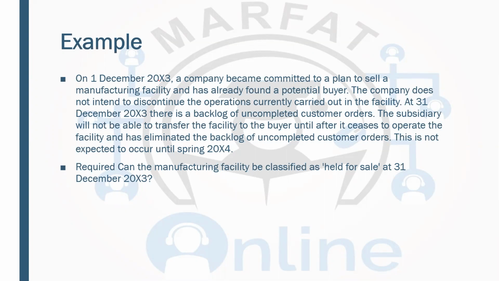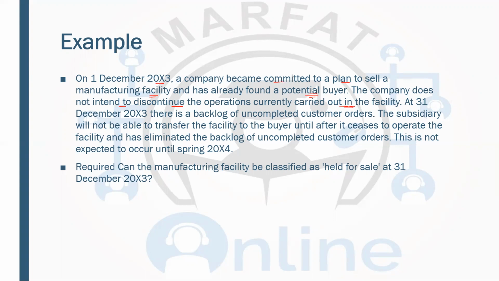On 1st December 2003, a company became committed to a plan to sell a manufacturing facility. So now it's a manufacturing facility, the full facility. That means it's a disposal group, and has already found a potential buyer. So that means the two conditions are already met by the first statement, that they are committed to sell the asset. The first condition is being met, and they have the buyer as well, which means the other condition is met as well.